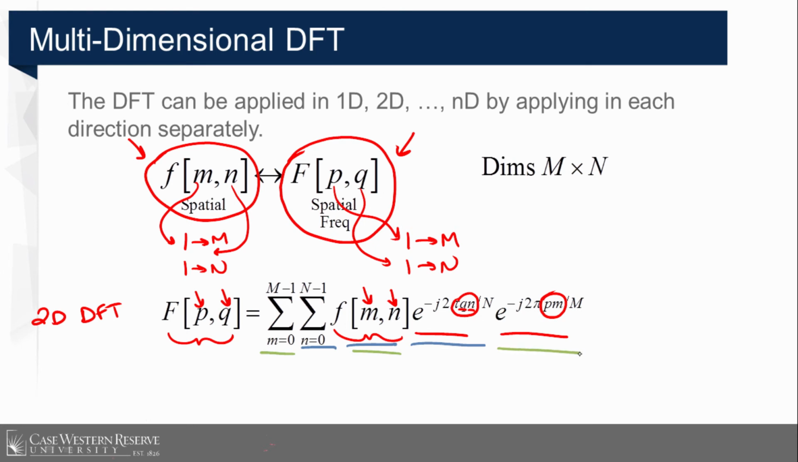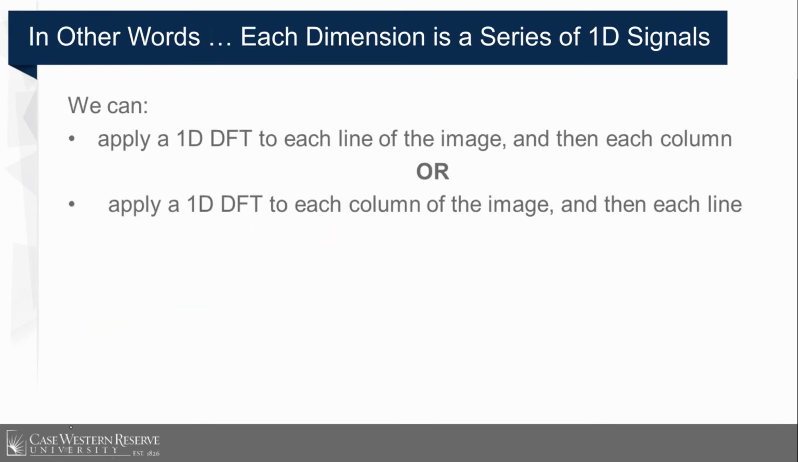So we're simply applying a 1D DFT along one dimension, followed by a 1D DFT along the other dimension to get our 2D DFT. And again, we can generalize this to any number of dimensions, but we're just going to focus here on 2D because it's a little bit easier to look at. So let's take another look at this 2D DFT.